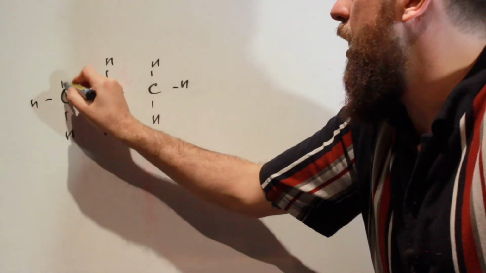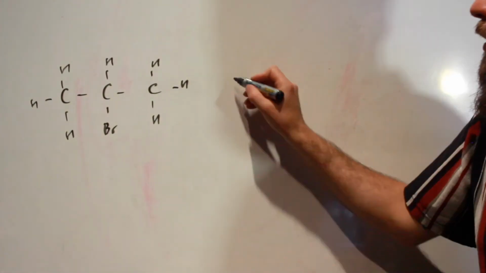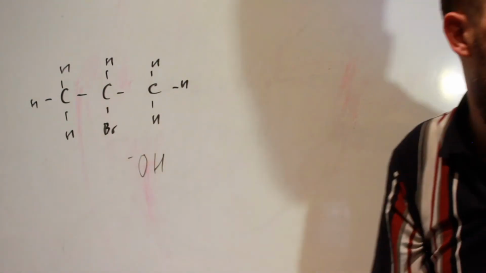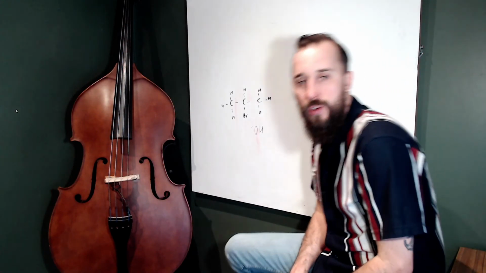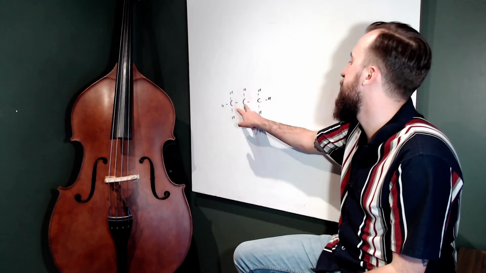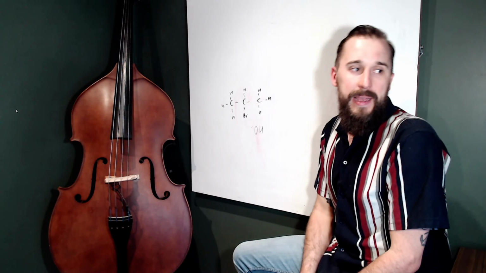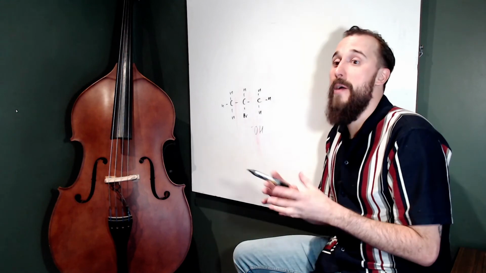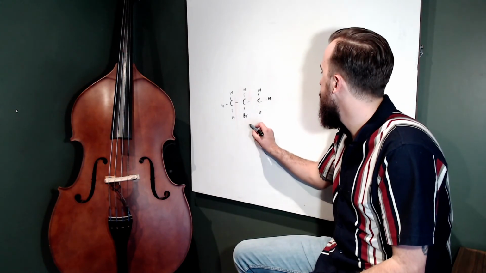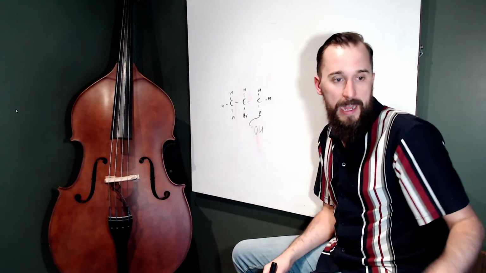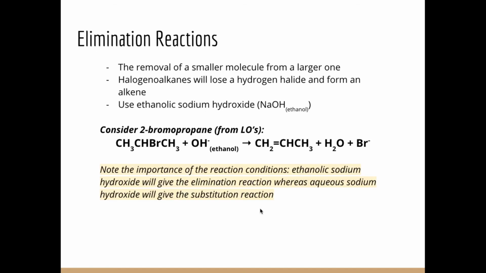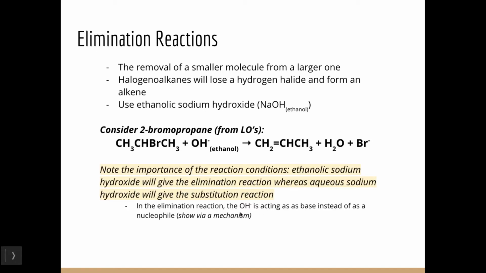And then the hydroxyl in the ethanol, what's happening is, unlike in our substitution reaction where the hydroxyl was acting as a nucleophile and attacking that delta positive carbon, in this elimination reaction the hydroxyl is acting as a base. A Brønsted-Lowry base is a proton acceptor, and it's actually going in and plucking a hydrogen. It's accepting a hydrogen to form the water, which is what we get here. So the hydroxide is acting as a base instead of the nucleophile.